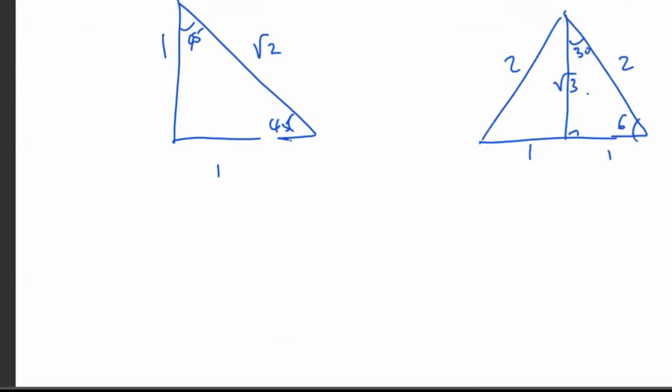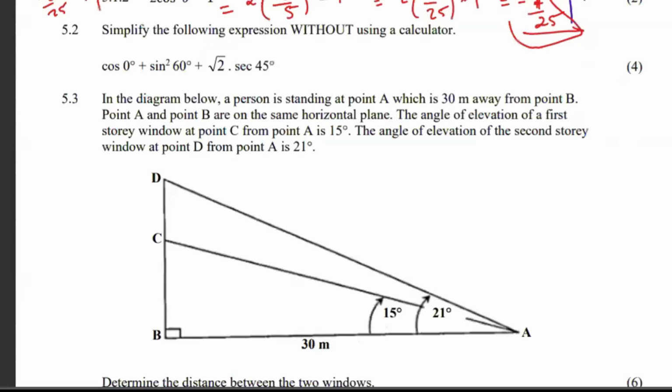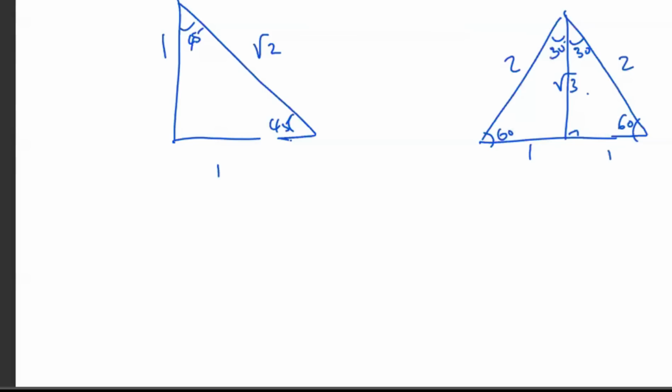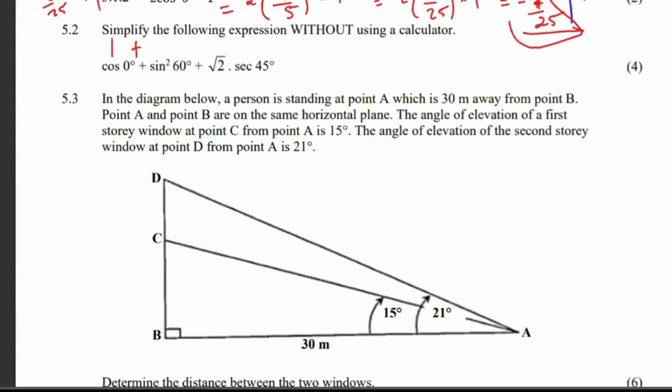So how you remember this is entirely your choice, né? But you just have to know how to apply and how the ratios work. So we know that the cos of 0 is a 1, okay? So I'll replace this with a 1. Plus, we know that the sine of 60 is root 3 over 2. So root 3 over 2, I need to square that.